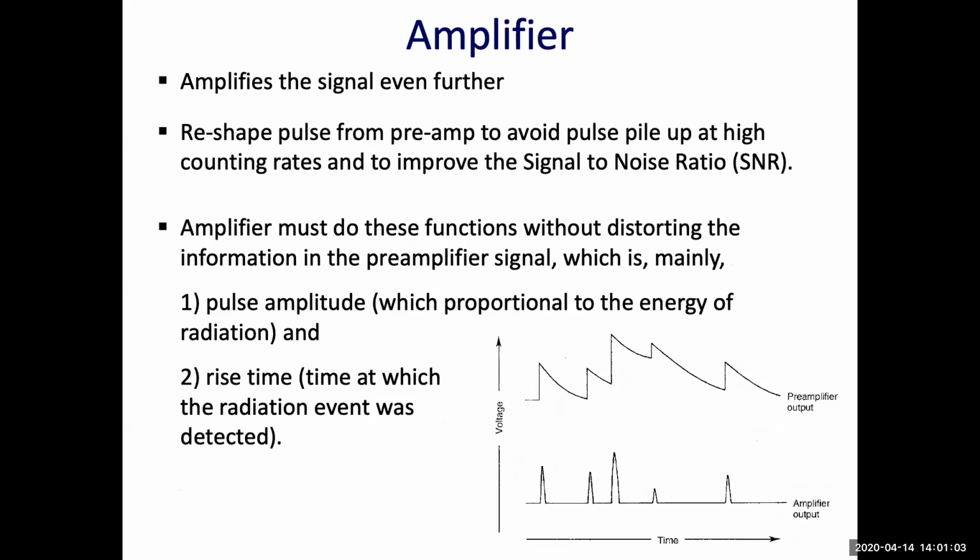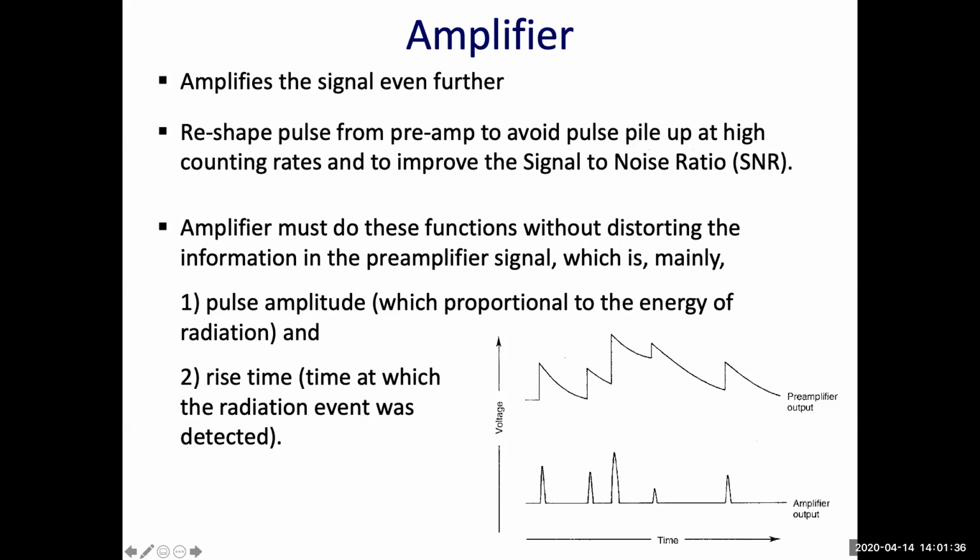The next component is the amplifier. The amplifier component of a nuclear counting instrument has two major functions: to amplify the signal even further after the pre-amplifier, and to reshape the pulse from the pre-amplifier to avoid pulse pile up. Pulse pile up means detecting two signals together and considering them as one, because they are not well separated. So we avoid pulse pile up at high counting rates and improve the signal to noise ratio.